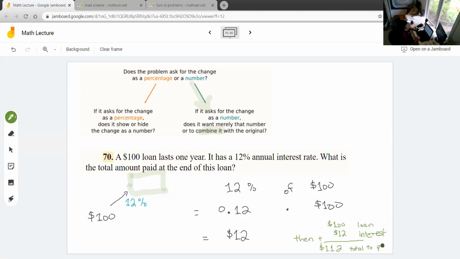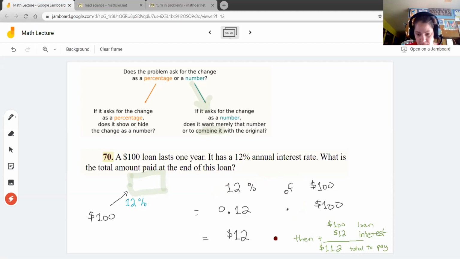At the end of the time, you have to pay back not only the 100, but also the $12 interest. So again, 2 steps, the black writing to find the interest, the green writing to put it all together. So the green writing is kind of off the page where you can't see.